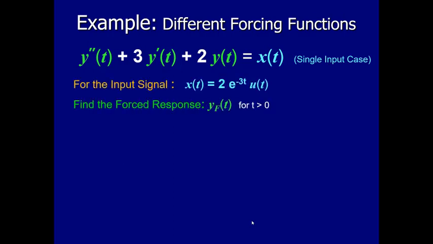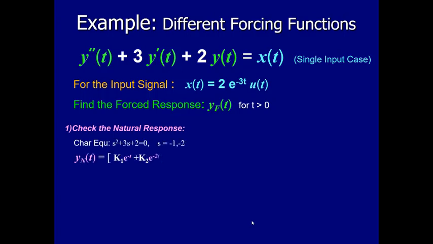If we were going to solve this differential equation for a particular input, x of t equals 2 e to the minus 3t u of t, and we want to find the forced response of the system for time t greater than 0, in this case we don't need the initial conditions of the system if we're just finding the forced response.